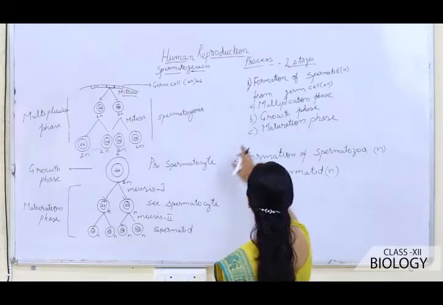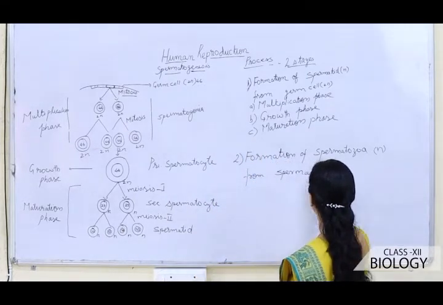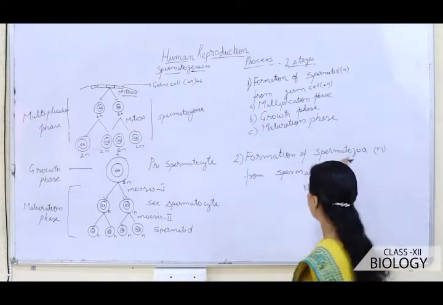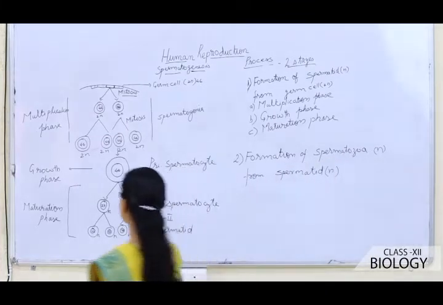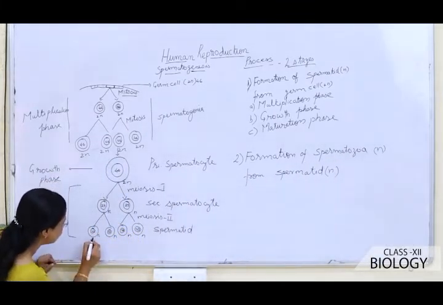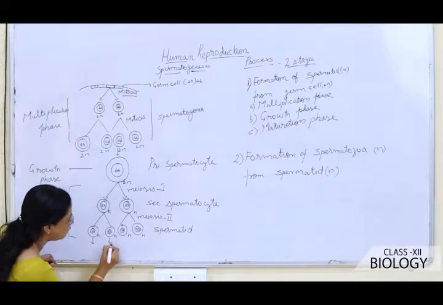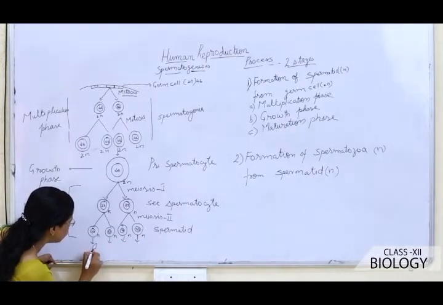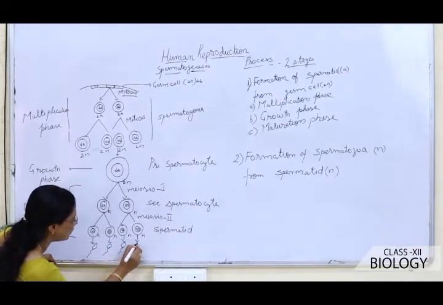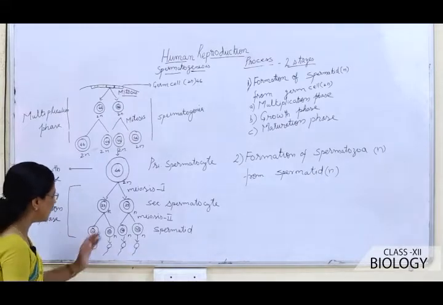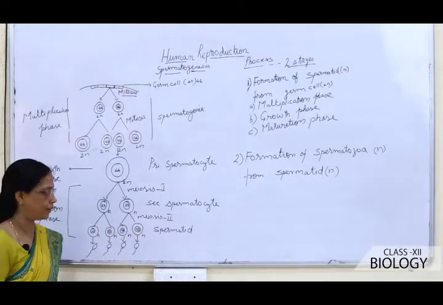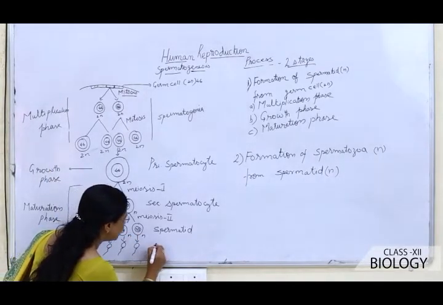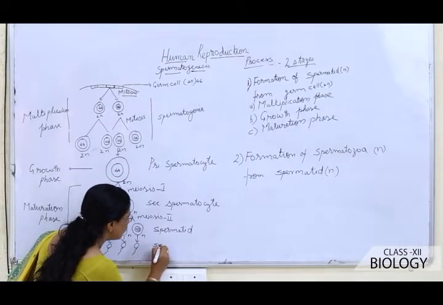So what is the next phase? That is the formation of spermatozoa from spermatid. So this is said to be that stage. Here no division will take place. There is no division, but there is a change in the shape of the spermatid. See this, there is a change in the shape of the spermatid. So now we can write here spermatozoa.